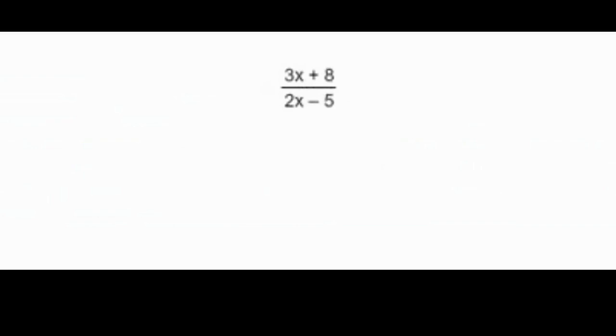To learn about the horizontal asymptotes of this function, determine the degrees of the numerator and denominator. The degree of the numerator is 1. The degree of the denominator is 1. Since the degree of the numerator and denominator are the same, the horizontal asymptote is defined by the leading coefficients. The leading coefficient of the numerator is 3, and the leading coefficient of the denominator is 2. The horizontal asymptote is at y equals 3 over 2, or y equals 3 halves.